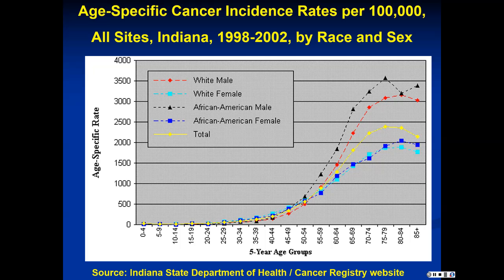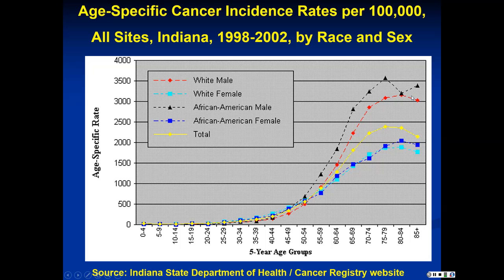So the two upper curves, the red and black curves, are for males, and the one that's shown with a black dashed line connecting black triangles is the African American males. So they have the highest age-specific rates, and then running a close second are the white males, these red diamonds connected by red dotted lines.